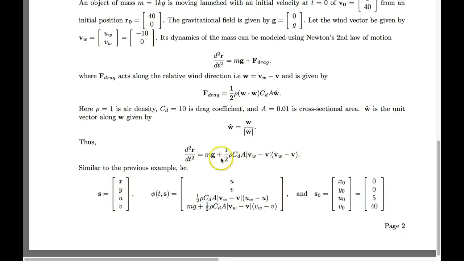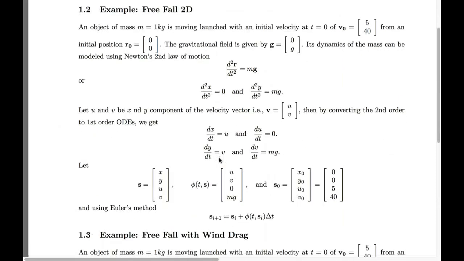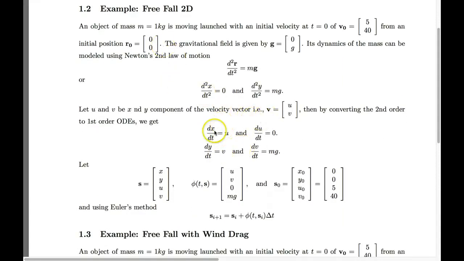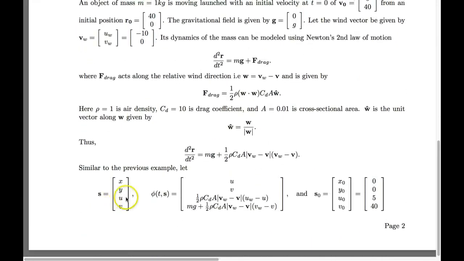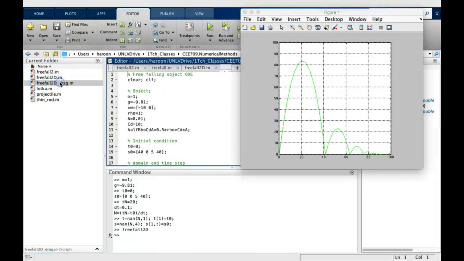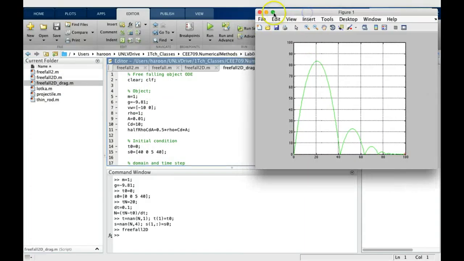Okay. And again, just like the last time, without the drag, we can convert it into 4 first order differential equations and create a state vector and a slope vector. Convince yourself that this leads to this vector here, and our initial condition is the same as the last problem. So now let's look at its implementation.